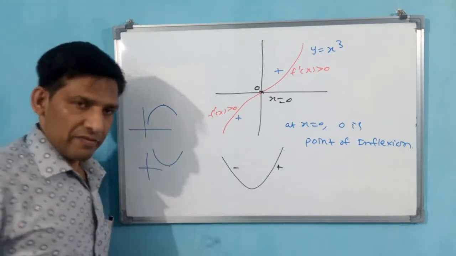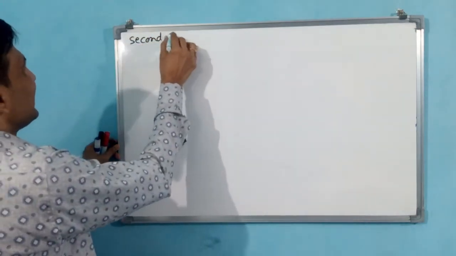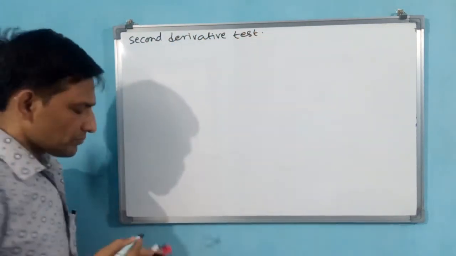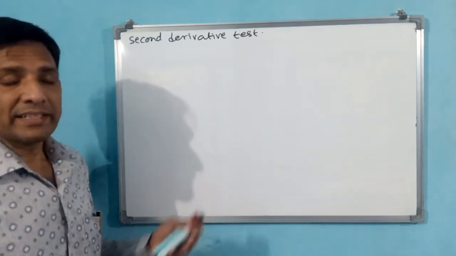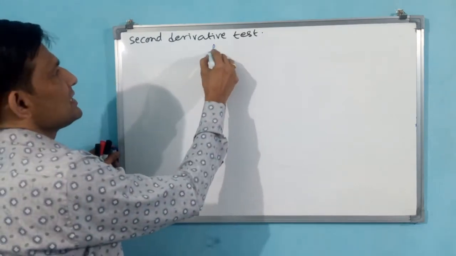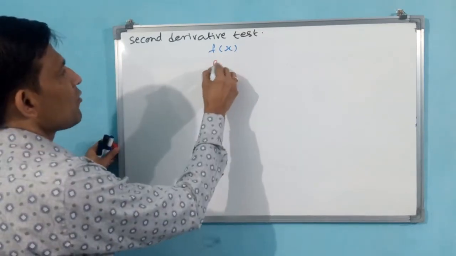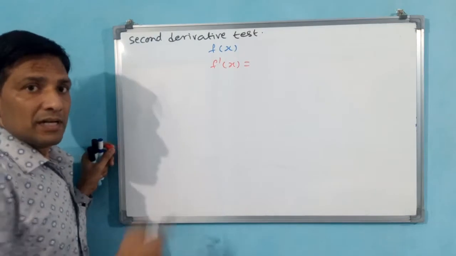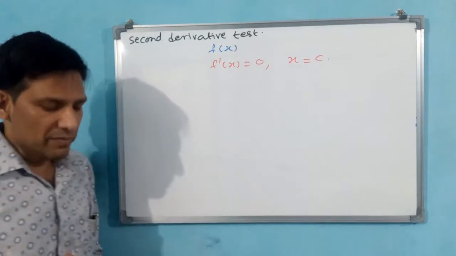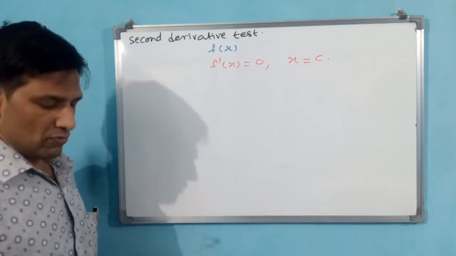Now we will go for the second derivative. I am writing the second derivative test. As written, second derivative test means you have to differentiate the function a second time. See, this is the function f of x. Next, what I have done is f dash x, and I have made it equal to 0. Then I received one point, c, and c will be the critical point. That may be a local minima, local maxima, or point of inflection. I don't know which it is.